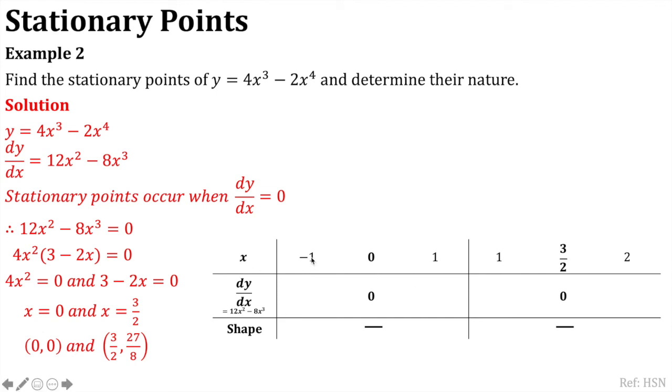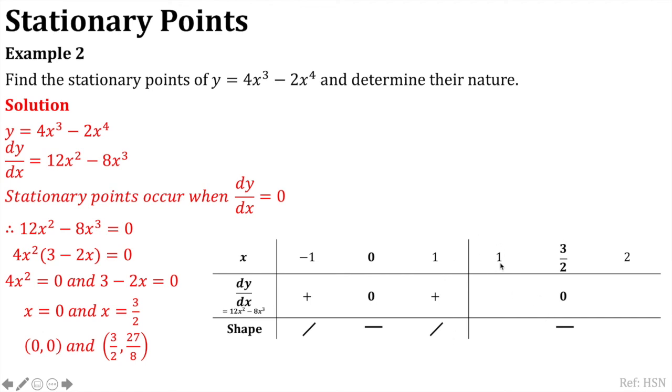So when x is equal to -1, substituting -1 into dy by dx will get me positive 12 plus 8, so that's 20, so that is a positive, which means that the curve will be going upwards. If we have 1, that will give us 12 minus 8, so that's 4, that's also positive. So again, the graph is going upwards.